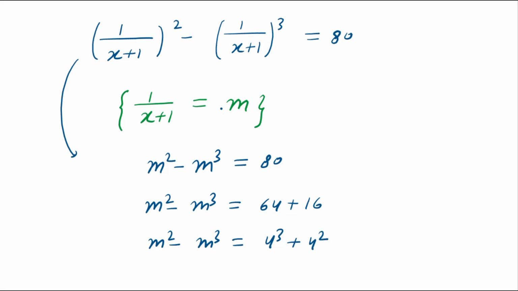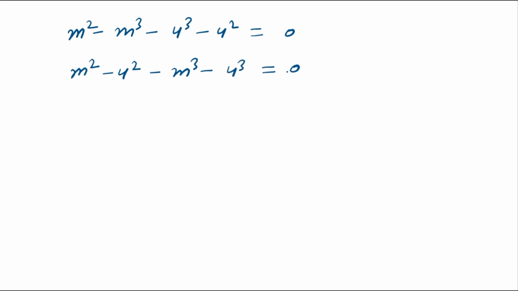Now if we take all the expressions on the same side, then m square minus m cube minus 4 cube minus 4 square is equal to 0. Now first we will write m square minus 4 square, minus m cube plus 4 cube, equal to 0. Look carefully here: m square minus 4 square, and here if we take common minus 1, then you will get m cube plus 4 cube, equal to 0.